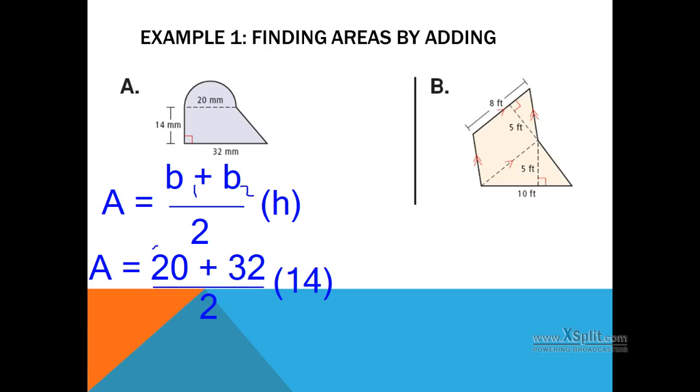Please, please, please, as you're putting these in a calculator, put these two in parentheses. 20 plus 32 should happen first to make a 52. Divide that by 2, and then multiply that by 14. You're going to get an area of 364. 364 for this top area.